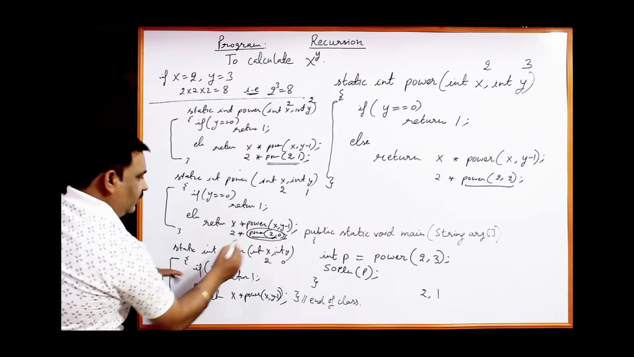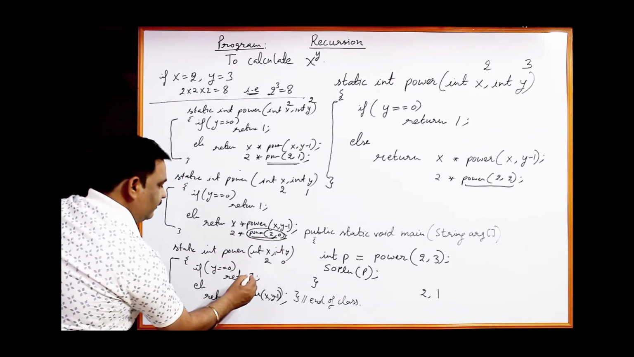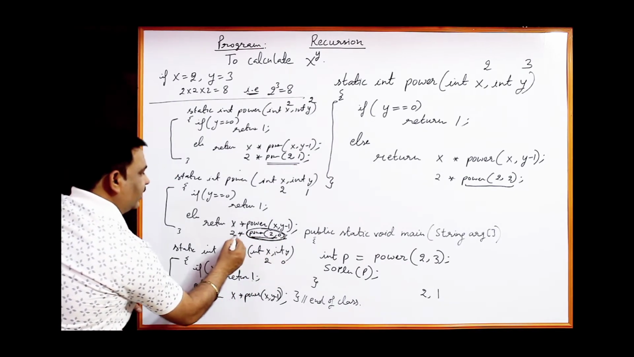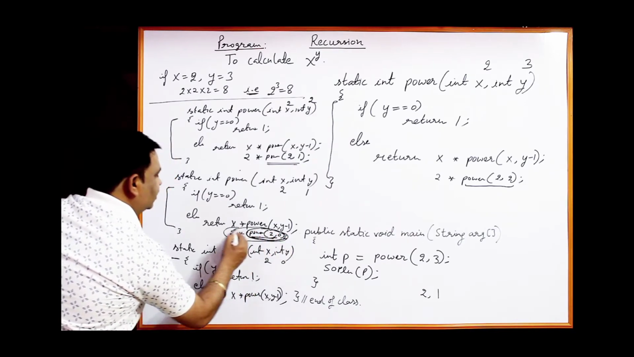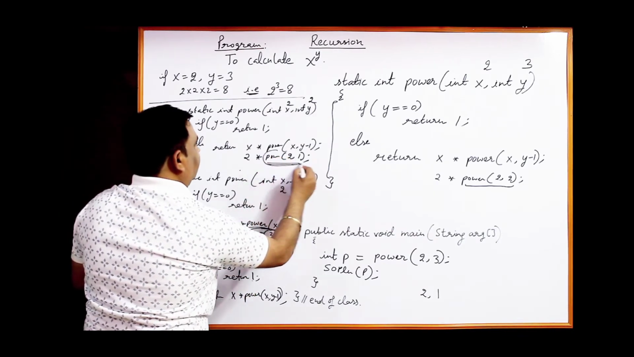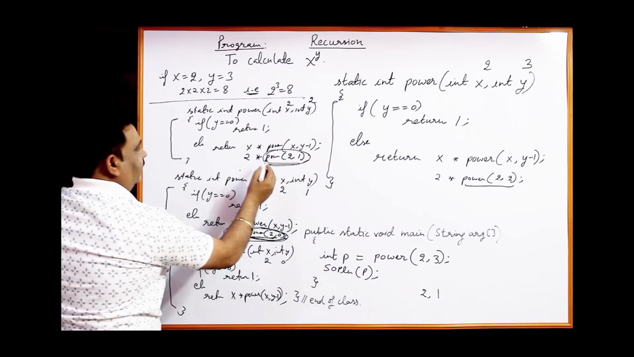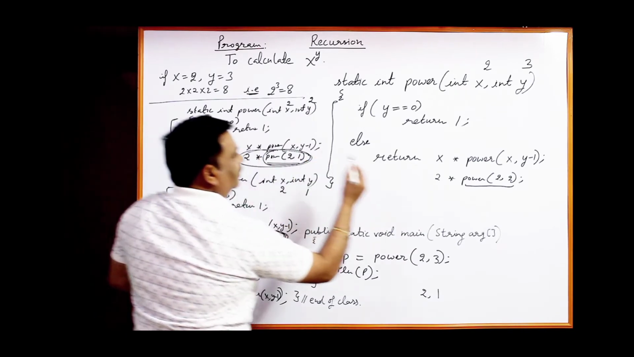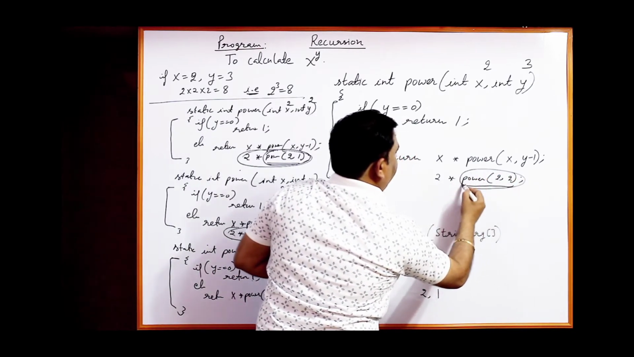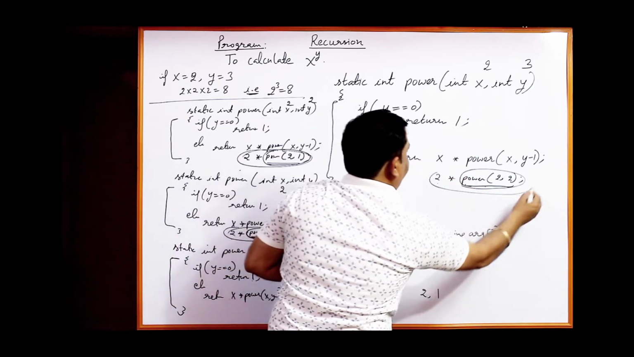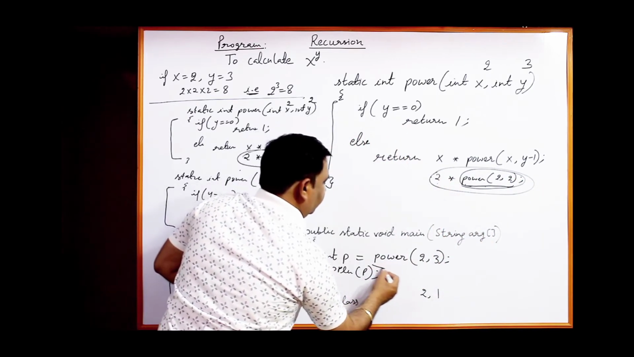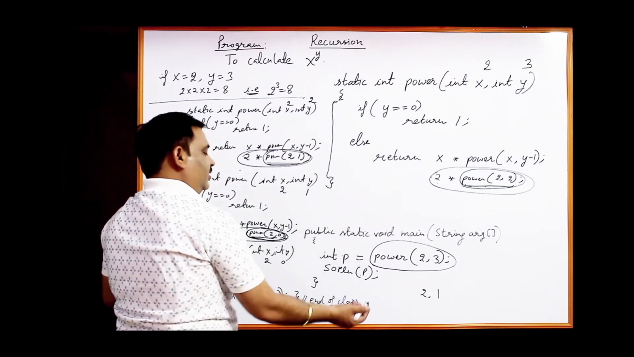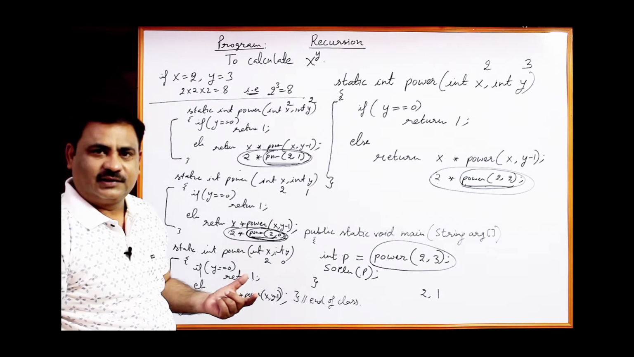This function is called by this statement. So 1 will be returned to this function call, and 1 multiplied by 2 is 2. Finally 2 will be returned to the previous function call. Then 2 twos are 4, and 4 will be returned to this function call. And 4 twos are 8, finally 8 will be returned to the main function, and p will become 8. This is 2 raised to power 3, that is 8.